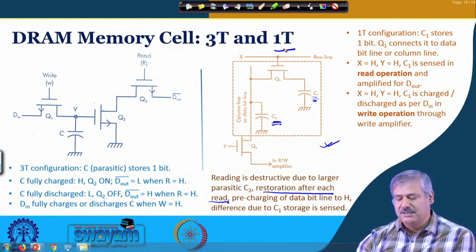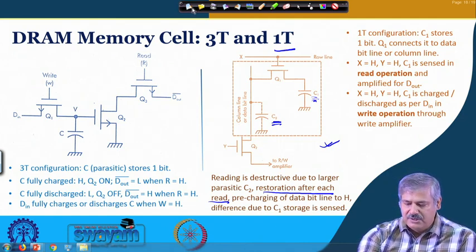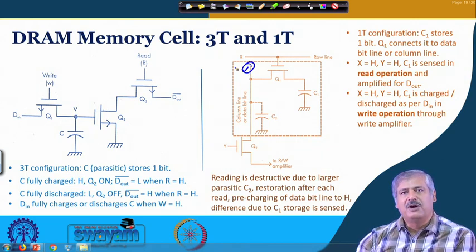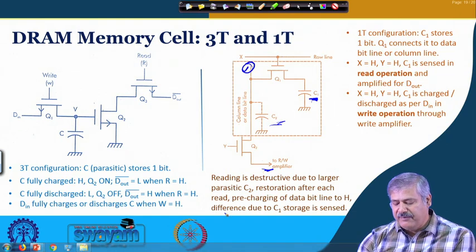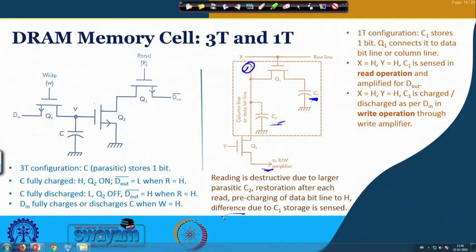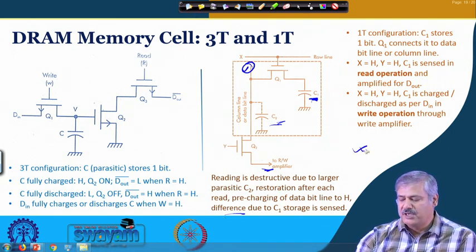The other issue with this one is that for reading, it is preferred that you precharge this particular data line, the column line, to a high value. That means this capacitance is already precharged. Now, whenever this x becomes high, that is, this particular cell is accessed, then depending on the value of C1, which is low or high, there will be a small increase or small decrease in this value. That difference is what gets sensed. This is the other way of reading, which we also consider in this case, and it provides the maximum density.